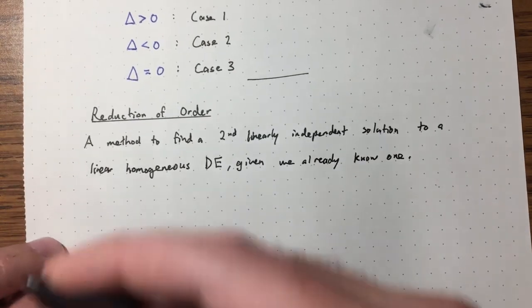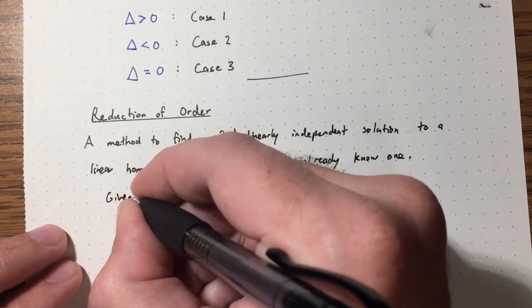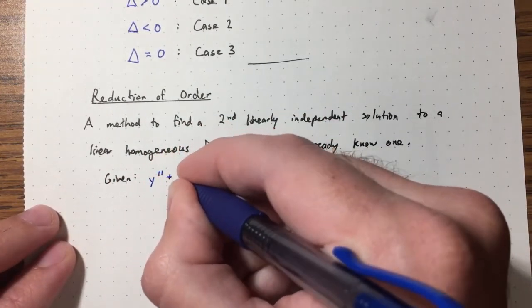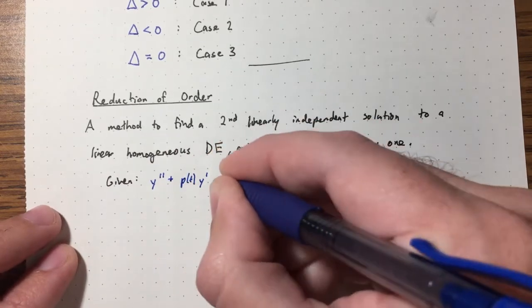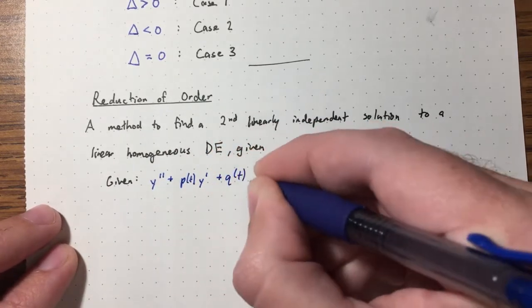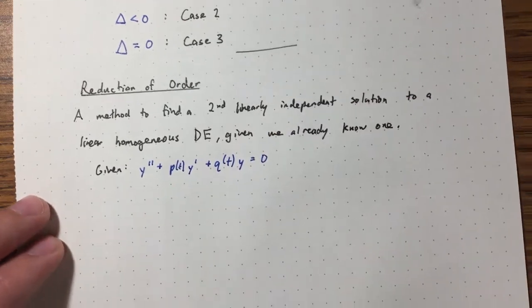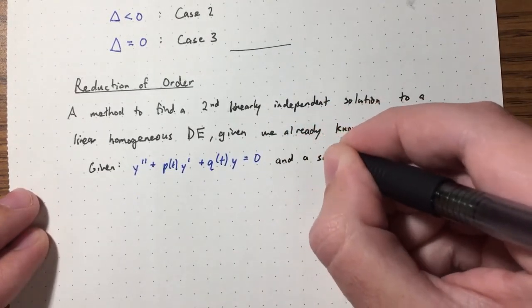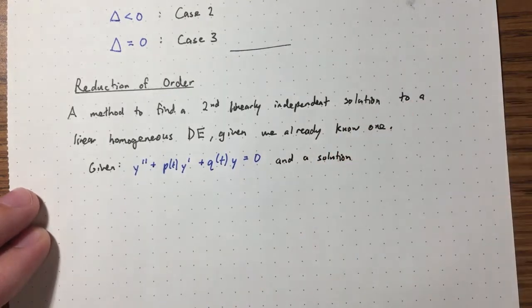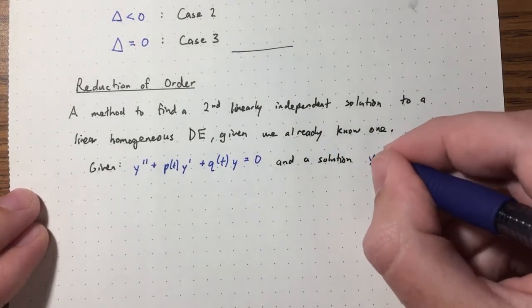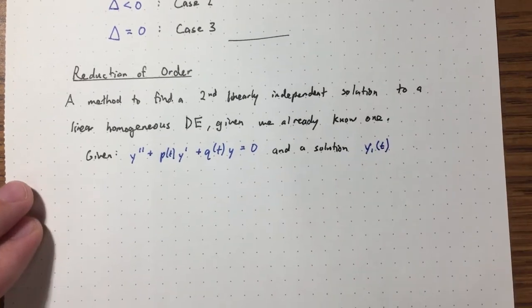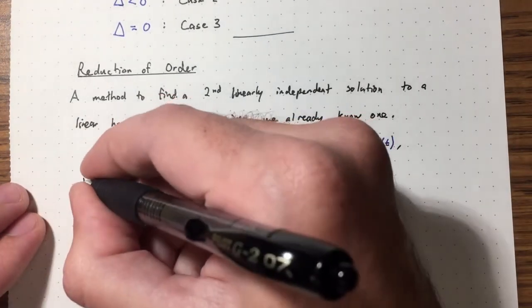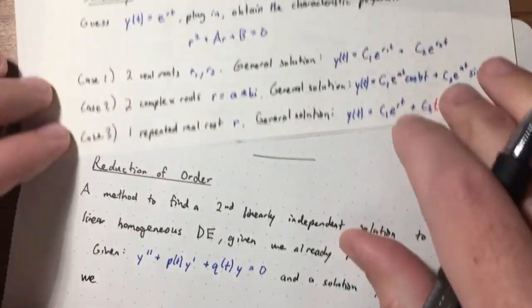So let's say we're given a differential equation, and we'll do y double prime plus p of t y prime plus q of t y equals 0, and a solution. Just one solution. We know one solution is not enough to generate the general solution. So what do we do? We basically do the same thing that we did here.